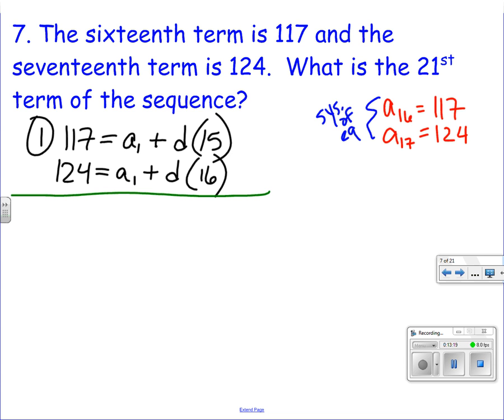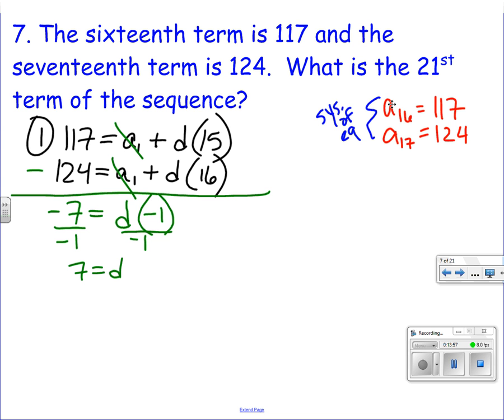Okay, what do I do next with these? Subtract them, okay? 117 minus 124. And the A's cancel. The D's don't cancel because it's stuck with these numbers. 15 minus 16 is -1. And what do you do last? Okay, well, what is it asking for?